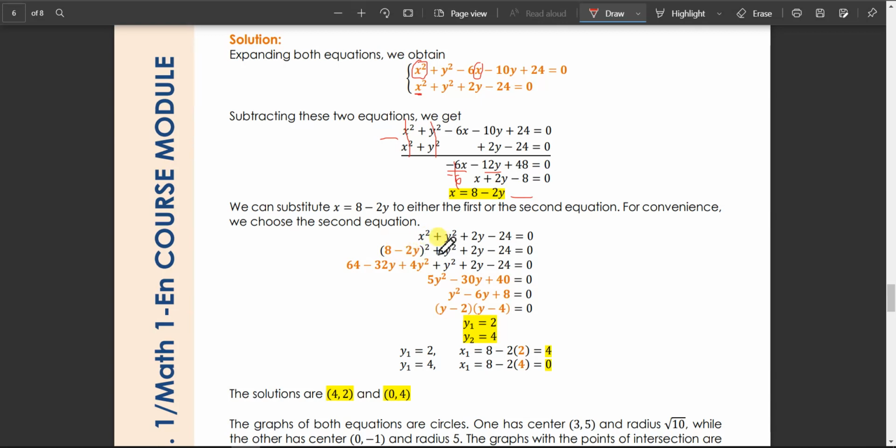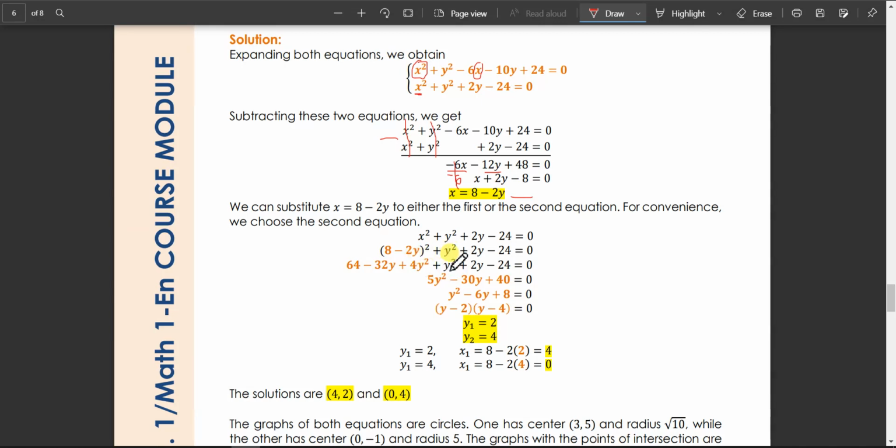Then we have squared plus, copy. Next, we are going to expand. So this is the expanded form: square the first term, then multiply times 2, then square the last term. Then copy. Next, we are going to combine like terms.